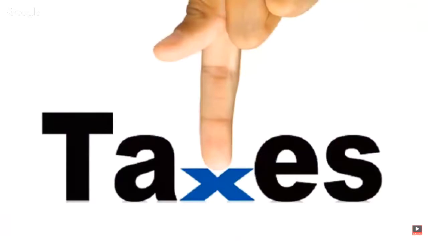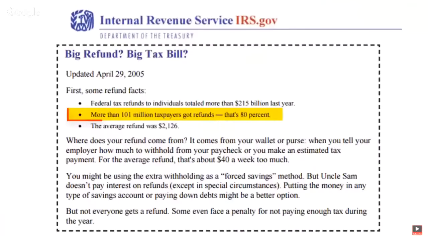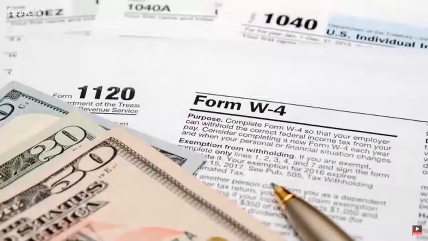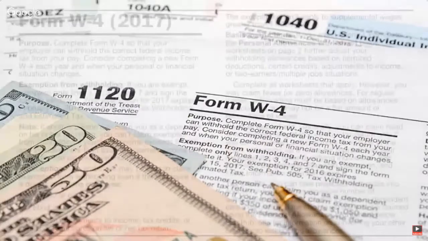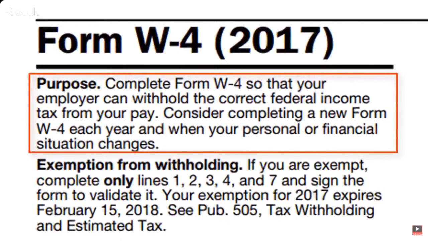The IRS states that over 80% of taxpayers have too much money withheld from their paychecks. In this training, you will learn how to properly complete your Form W-4 so that you get back money that you may possibly be overpaying on a monthly basis. Let's first take a look at the purpose of the W-4. You want to put on the computer, Purpose. Complete Form W-4 so that your employer can withhold the correct federal income tax from your pay.